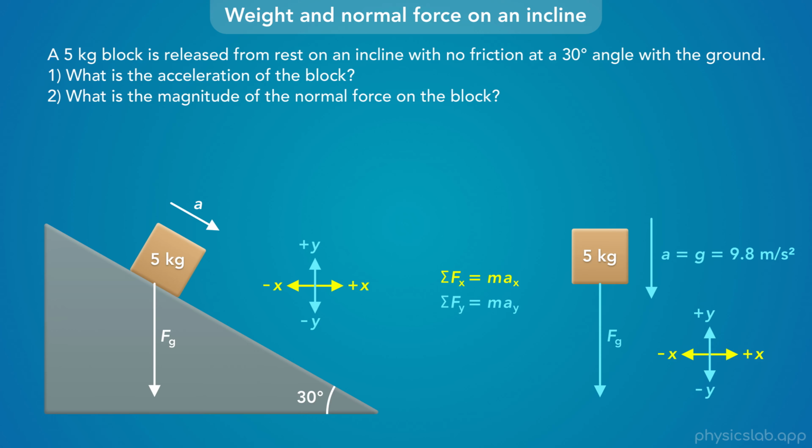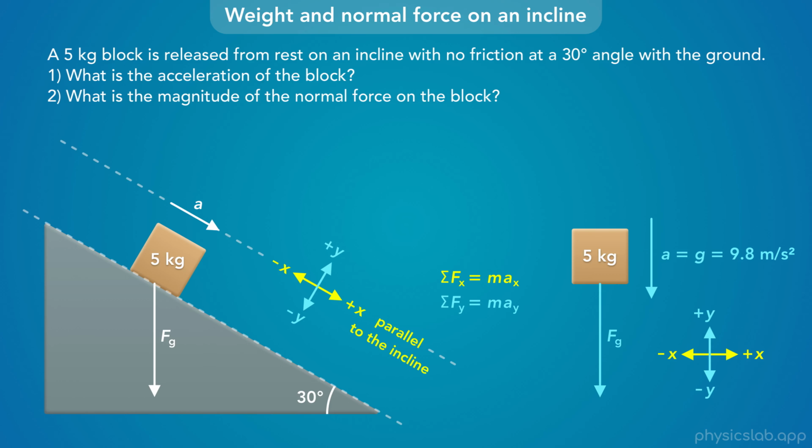But if an object is accelerating in a different direction, like the box on the incline, then it's easier if we rotate our coordinate system so one of the axes points in the direction of the acceleration. We usually say that the x-axis is parallel to the incline, and the y-axis is perpendicular to the incline. This way, we can use Newton's second law in the x and y directions, because the block is accelerating in this x direction, so a would be a_x. And the block is not accelerating in this y direction, so a_y would be 0.